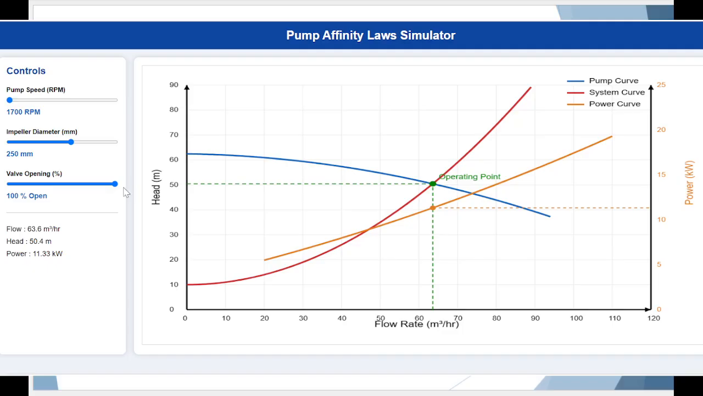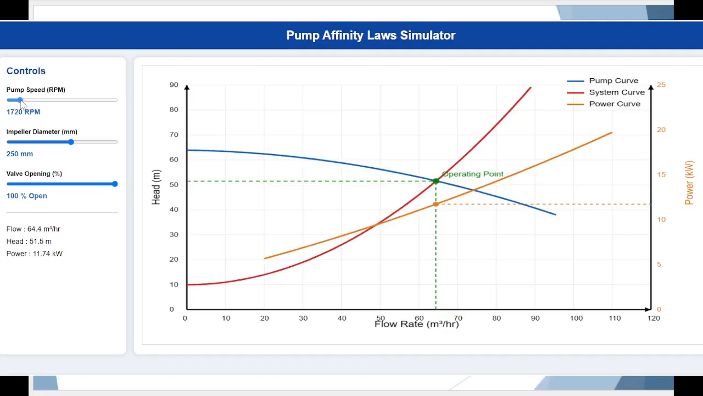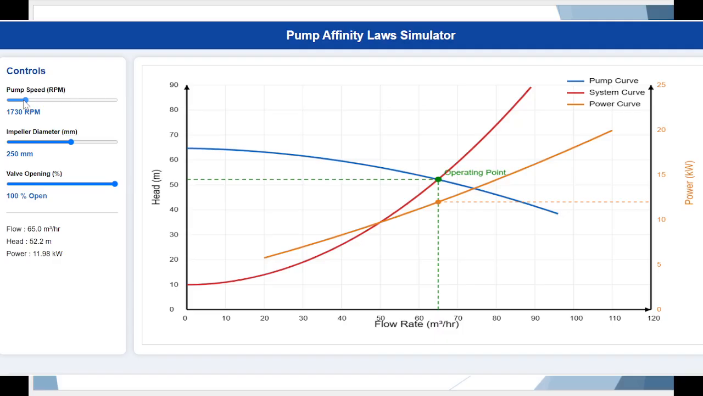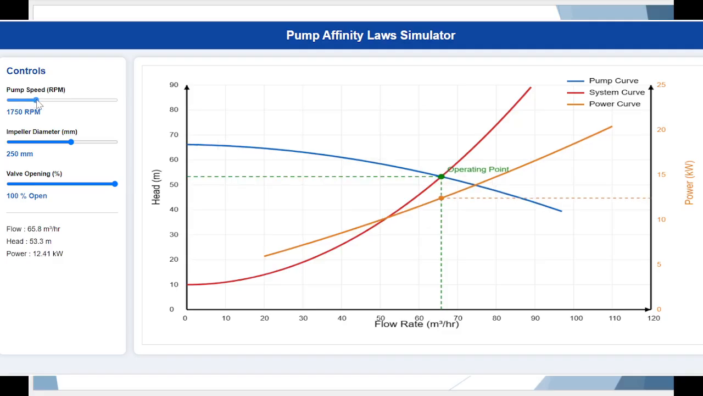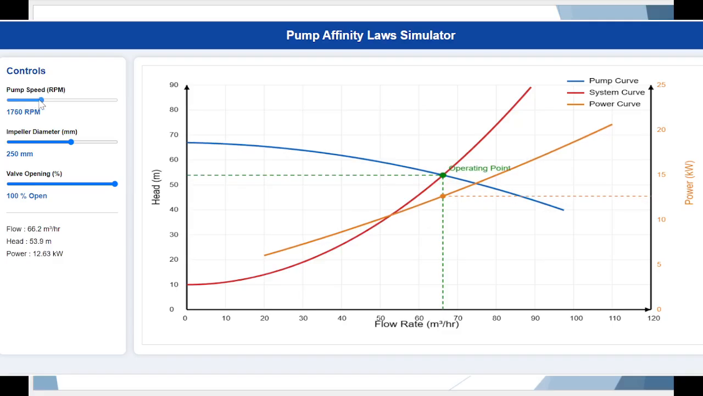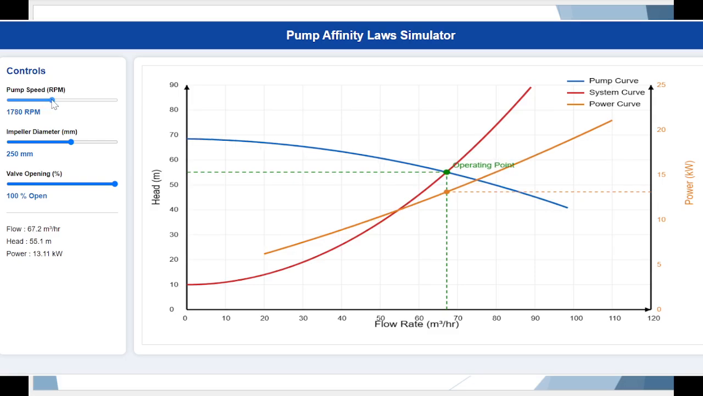Since the pump curve has shifted, the intersection with the system curve also moves. As a result, the pump operates at a higher flow rate and higher head than before. This is exactly what the affinity laws predict. Increasing the pump speed increases the pump's capacity and performance, but it also increases the power required from the motor.